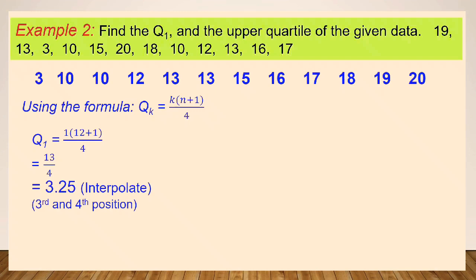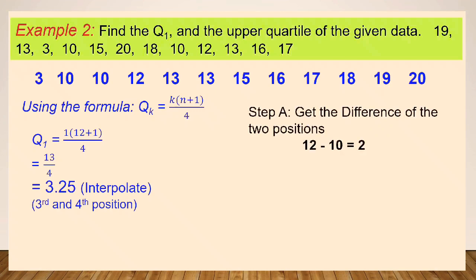Here we have a decimal value, and according to the rule that we have read a while ago, if the quotient that we get is a decimal, we are going to proceed to interpolation. So of course, we are going to locate where 3.25 is found, and by counting, that is between the third and the fourth position. After we have identified the location, let's proceed to the steps for interpolation.